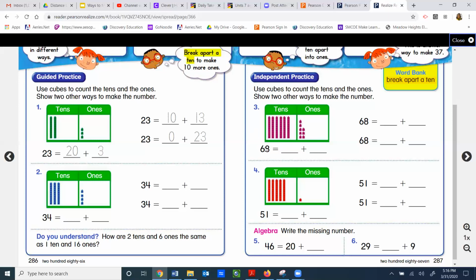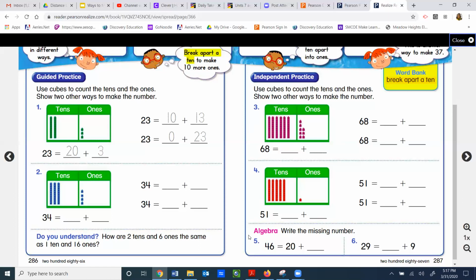So here we have the number 68. Again, you're doing the same thing. I'm going to recommend here that you write the expanded form first, and then you practice breaking apart the tens for these 2. Okay. Number 4, the number that's being represented is 51. Again, write the expanded form here, and then over here, break apart the tens and practice doing that and writing what those addition problems would be.